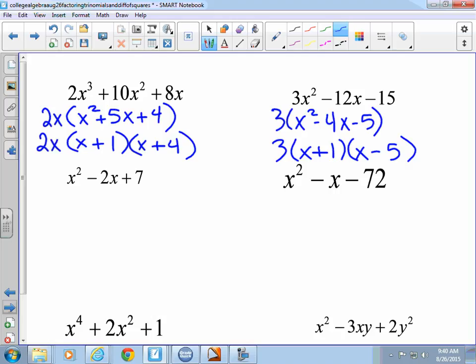What are the factors of 7 that add to give you 2? There aren't any. What does that mean for this? It doesn't factor. I need to put one of those in there to let you know there are some things that I can't factor. You won't learn how to factor that later. It just doesn't factor. There's nothing you can do about it.